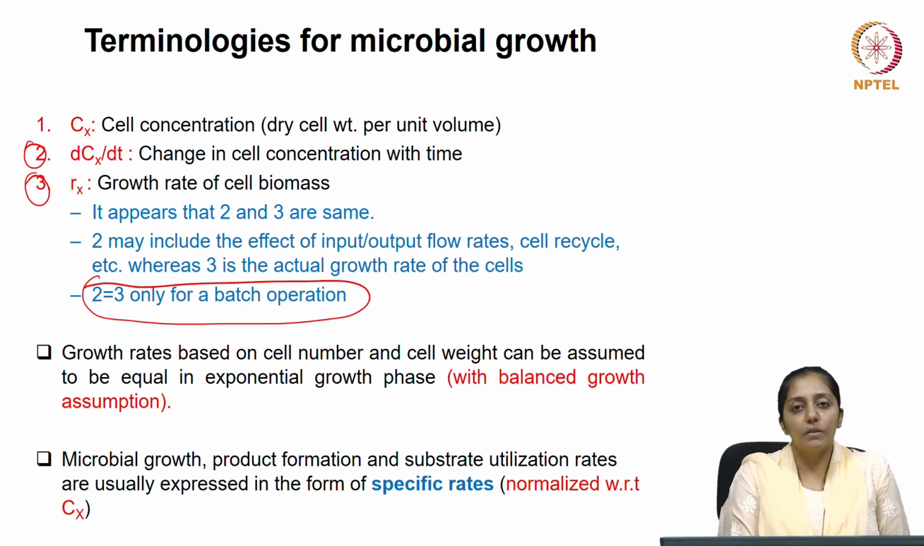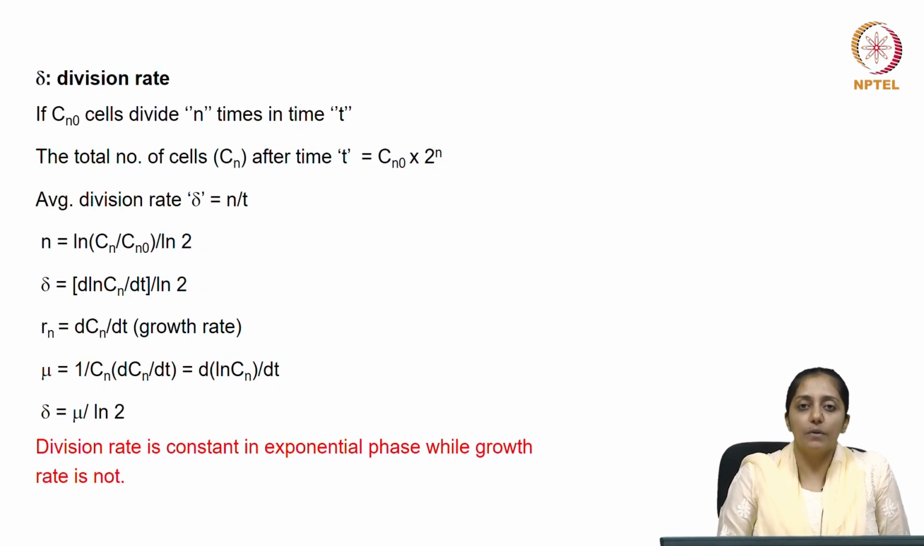Now, microbial growth, product formation and substrate utilization rates, they are usually expressed in the form of specific rates. When we say specific rates, here it means that we will be normalizing the rate of change of substrate or the product or the growth with respect to the cell concentration. Then it will be called as specific growth rate or specific substrate utilization rate or specific product formation rate.